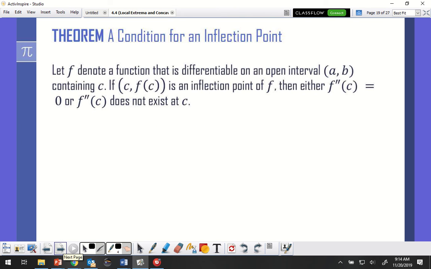Condition: let f denote a function that is differentiable on (a, b) containing c. If (c, f(c)) is an inflection point of f, then either f double prime of c is equal to 0, or f double prime of c does not exist. By not existing, that goes back to my critical numbers. Remember, a critical number is when my derivative does not exist, right? So derivative does not exist or derivative equals 0. That's critical numbers. So on this one, it also must include double prime not existing at some number.